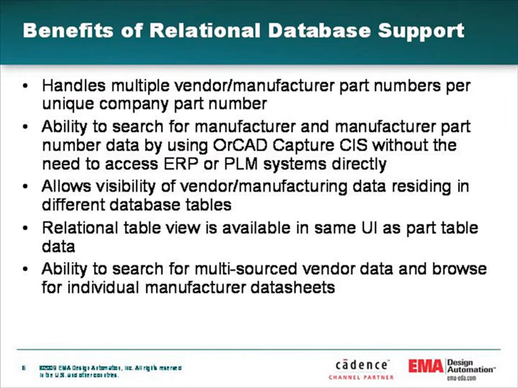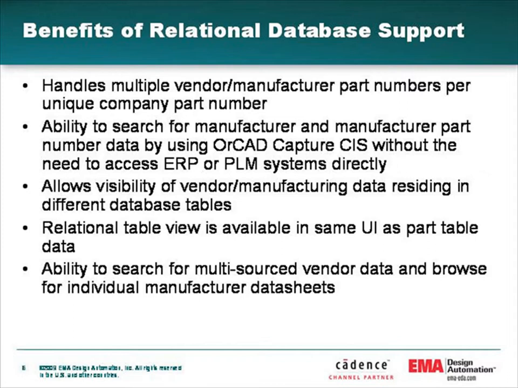First, OrCAD Capture CIS now gives support handling multiple vendors and vendor part numbers for one unique corporate part number. In versions older than 16.2, all data was in a flat table and multiple manufacturer support was not a capability. In addition to this benefit, engineers can save time by accessing relational data directly from OrCAD Capture CIS without jumping between ERP or PLM systems for information.